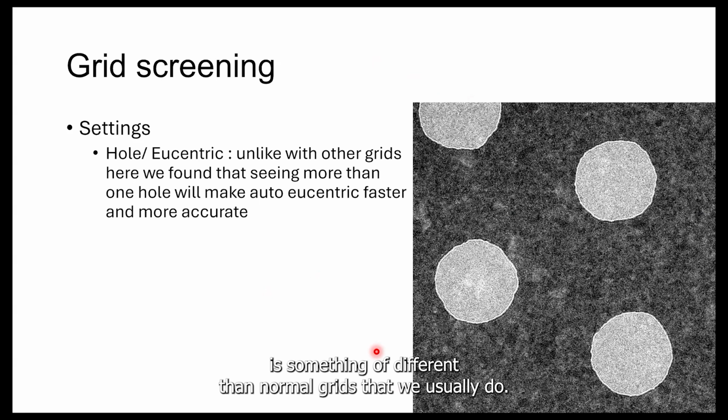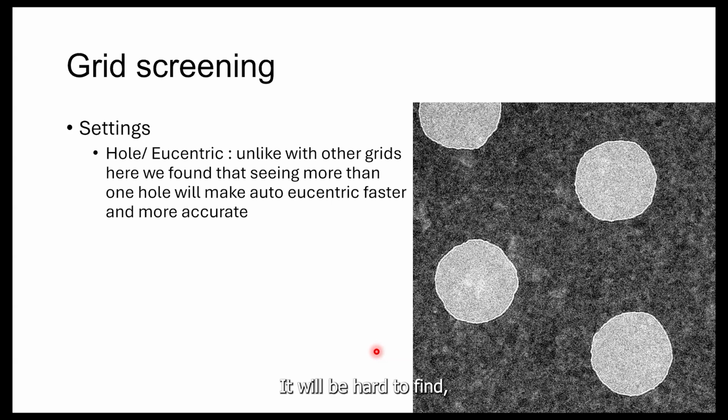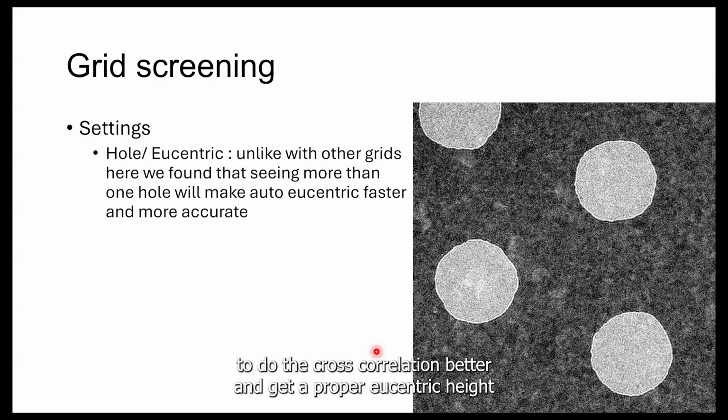is something different than normal grids that we usually do. In normal grids, we usually recommend the users to have one hole in this image. You don't want to get multiple holes in an image. It will confuse everything. It will be hard to find the holes in the EPU session. But in HexAuFoils, we found out it actually helps it get to proper eccentric height and more accurate. Because it has more holes to compare to, it's usually easier for it to do the cross correlation better and get to proper eccentric height.